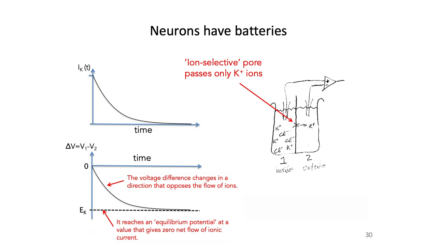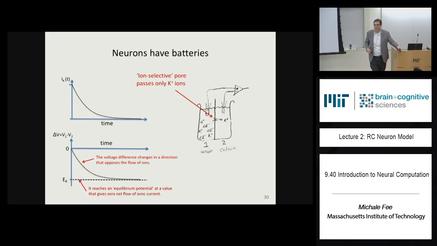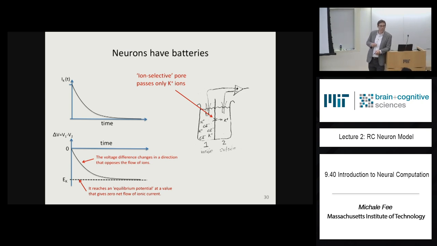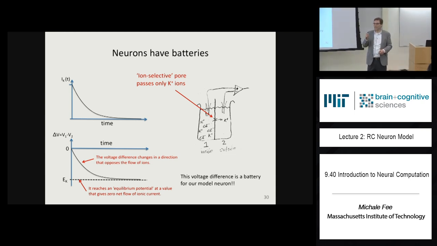And it continues to drop until it reaches a constant voltage. And that's called the equilibrium potential. Okay? The voltage changes until it comes to equilibrium, and that voltage difference is called the equilibrium potential. And that voltage difference is a battery. Okay?